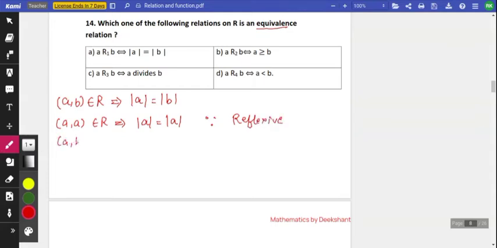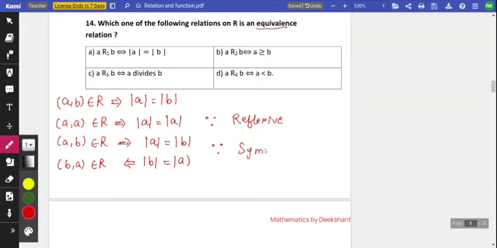For the given relation to be symmetric, if (A, B) belongs to R, it shows that mod A is equal to mod B. We can also say that mod B is equal to mod A. This shows that (B, A) also belongs to relation R. If (A, B) belongs to relation R and (B, A) also belongs to relation R, therefore the given relation is symmetric also.